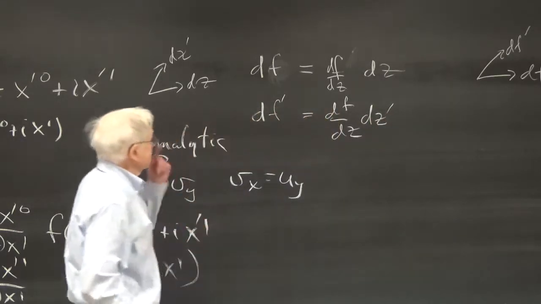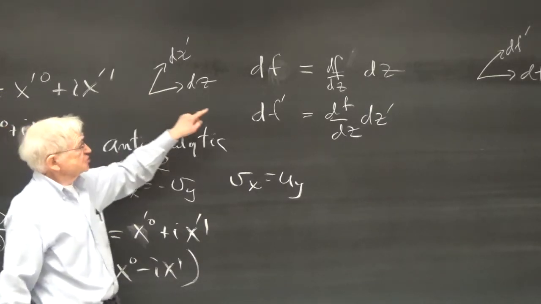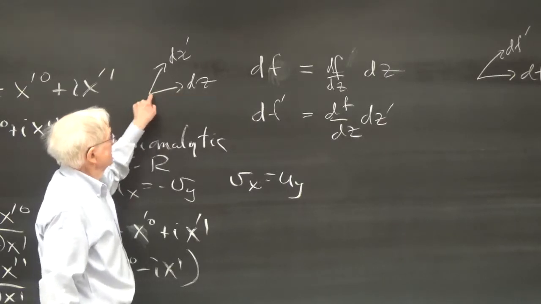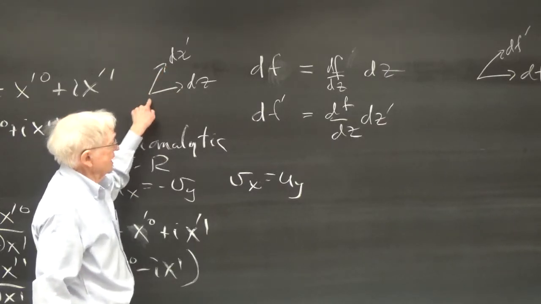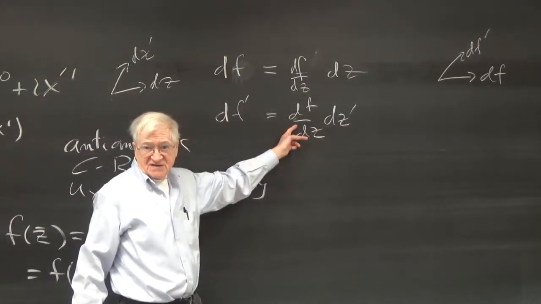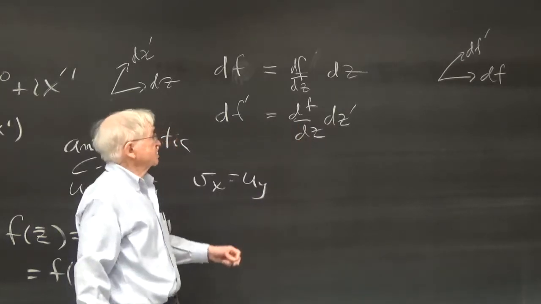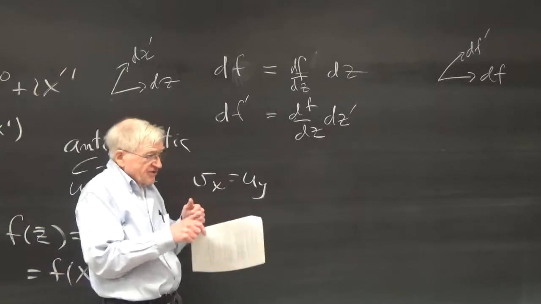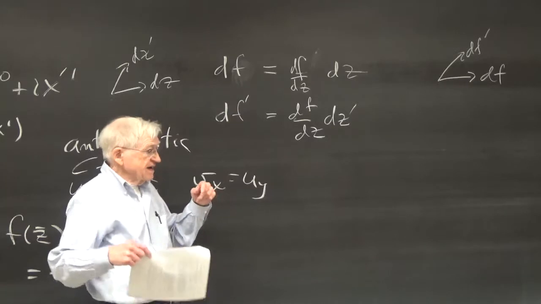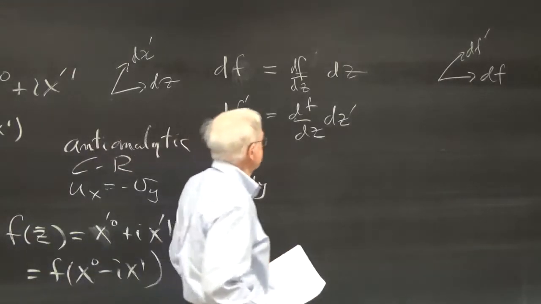Now, the whole point of analyticity is that the derivative in the dz direction and the derivative in the dz prime direction are the same. Okay, that's the whole idea of analyticity: that you can take the limit of the change in the function divided by the change in z. You can take dz to 0 from any direction, and that's the definition of analyticity.